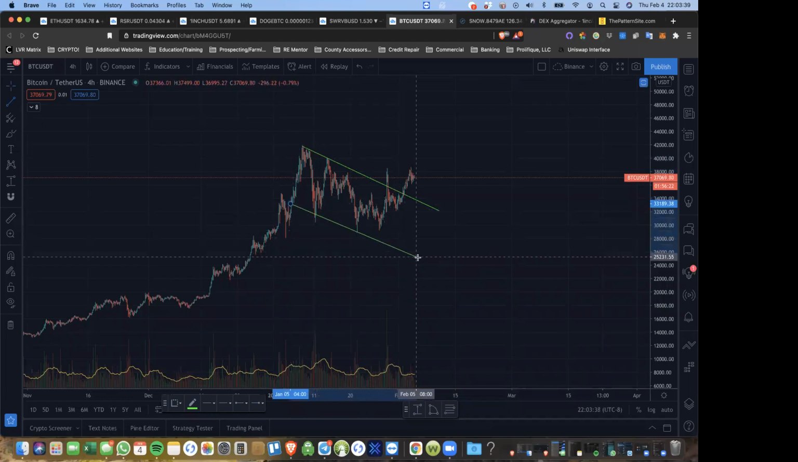Are you using TradingView right now? I can see it. This is TradingView? Yeah, it's TradingView. Got you.